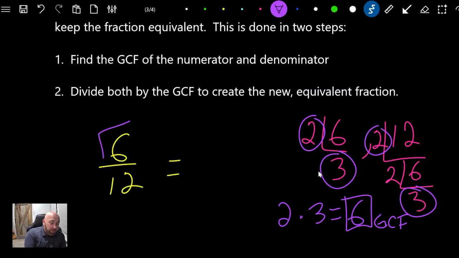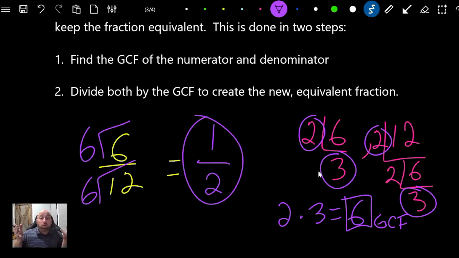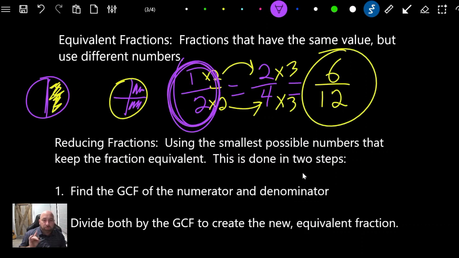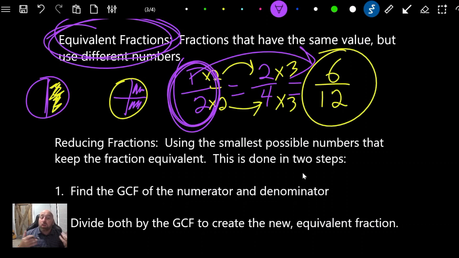So now notice it says to divide both of them by the GCF. 6 divided into 6 equals 1. 6 divided into 12 equals 2. Look what we have. Mind blown, right? Mr. Steve, how did we get all the way back to here? Look, we're all the way back to where we started from, right? Why? How did that happen? Because we used what's called equivalent fractions. They're all equal. Every one of those fractions has the same value. The value is 1/2 of the pizza.